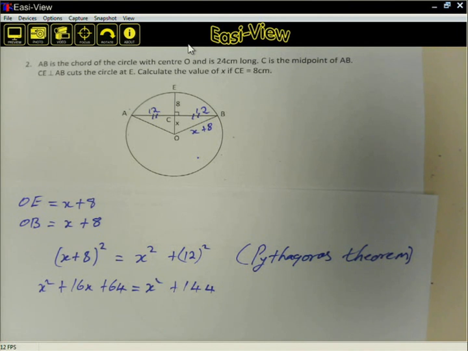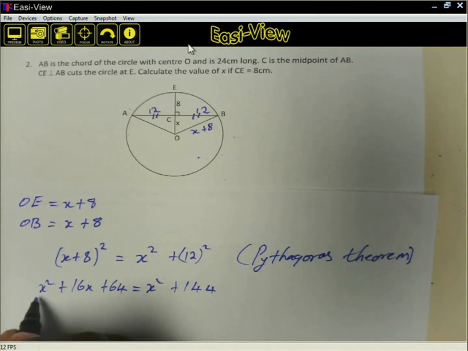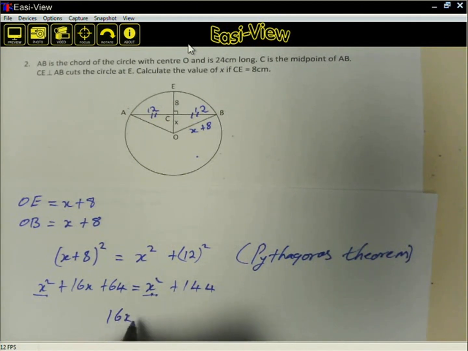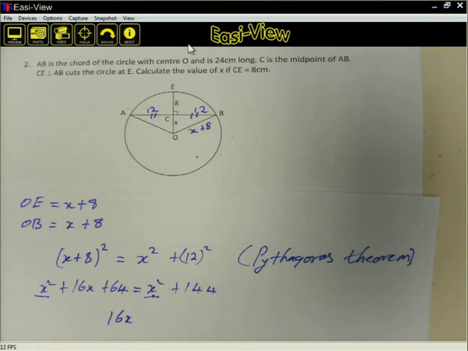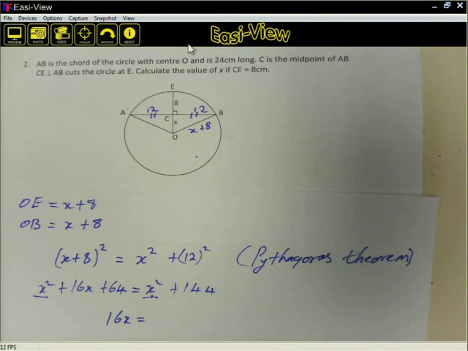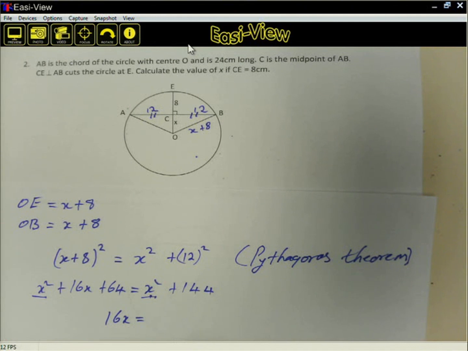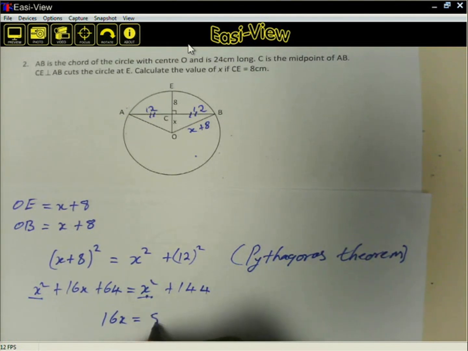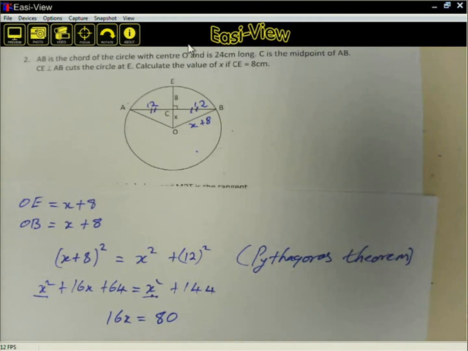You just have to solve for x. We've got x squared here. You transpose it to the left, then this x squared minus that x squared is 0. X squared cancels off, so we are left with 16x. We've got 64 here. You transpose. Here is our equality sign. This 64 transposes to the right, then we'll have 144 minus 64. Give me the answer. Therefore, the answer is 80. Get it? 144 minus 64, we end up with 80.